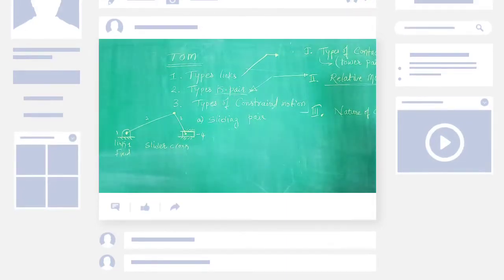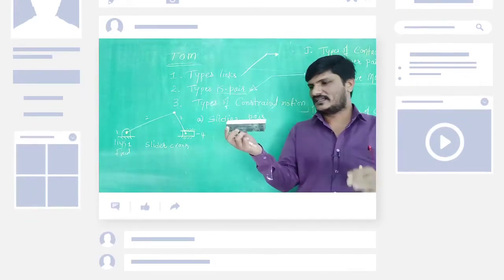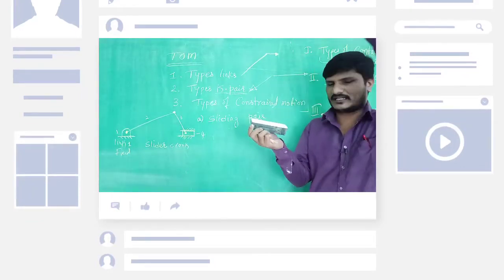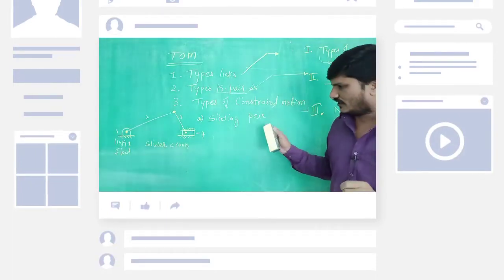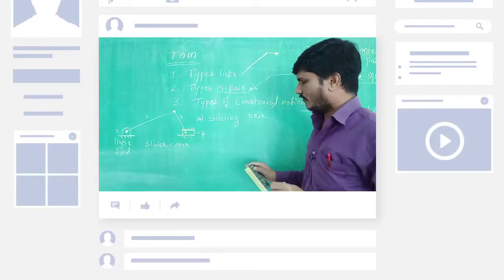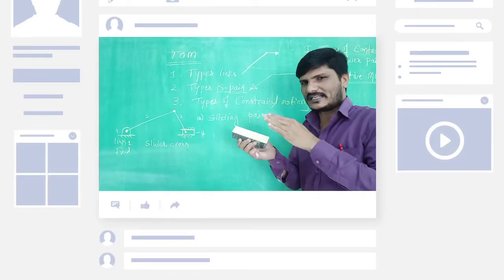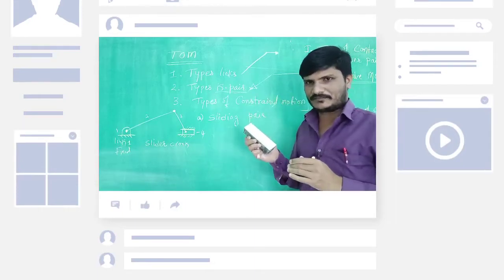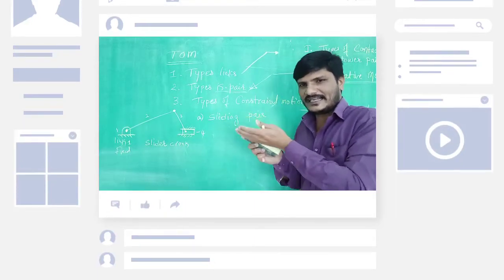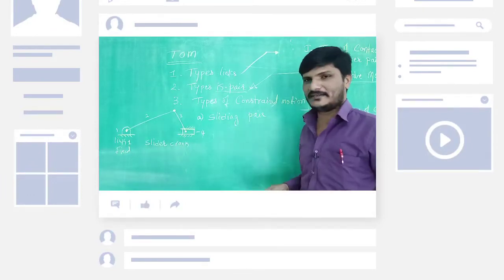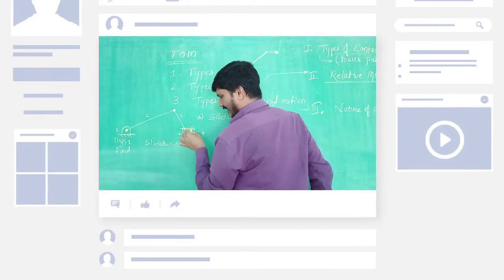Now, what are sliding pairs? When one surface is sliding over another surface, that we call a sliding pair. In this diagram, either one should be fixed, or sometimes both can be movable. One is sliding over the other, or both elements are sliding on each other, then that will be a sliding pair.